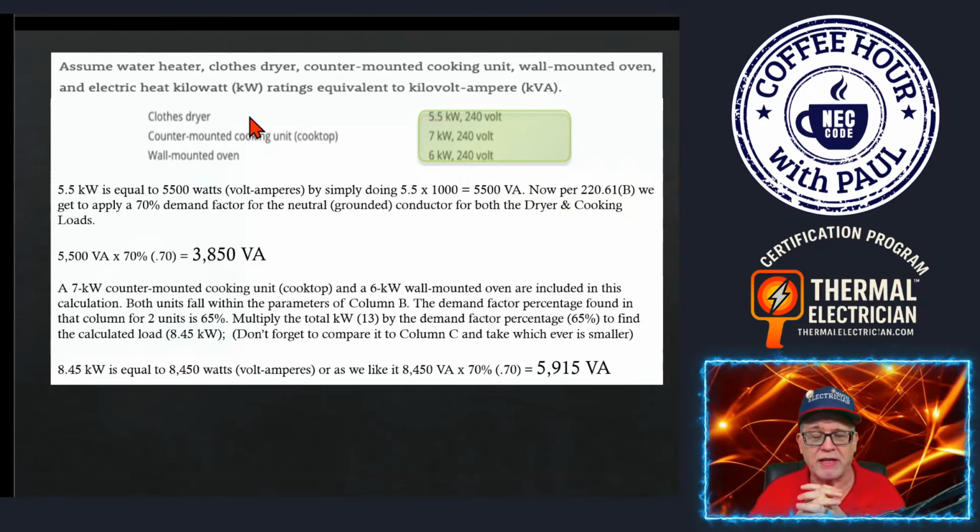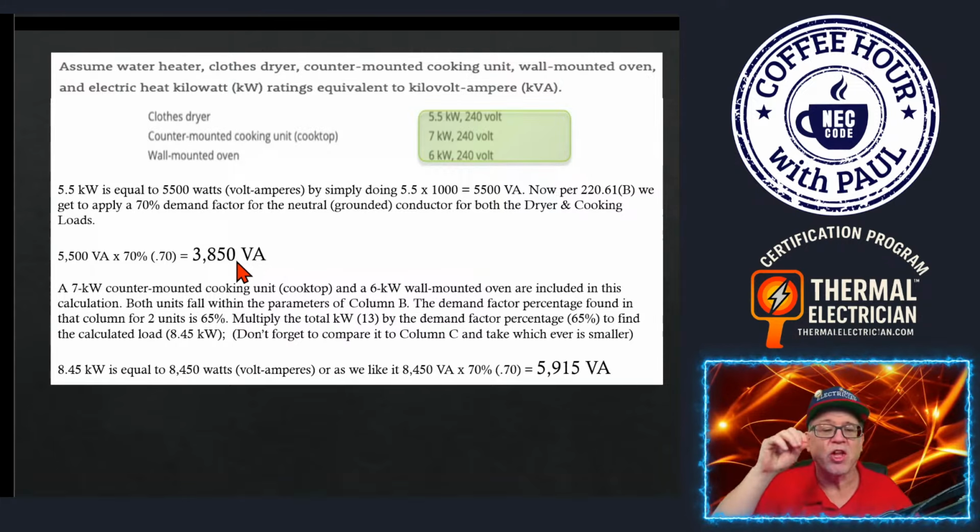The first one we'll do is the clothes dryer. I can take 70% of the actual clothes dryer and use that for my neutral. So you take the full rating, that's 5.5, which is 5,500, right? And you multiply that by 70%. What does that give us? 5,500 times 70%. And you say, where does this rule come from? It's in 220.61(B), by the way. So go look if you need to. So that is 3,850. That is the value that we plug in for the neutral.